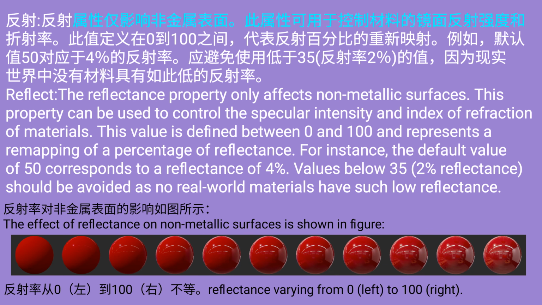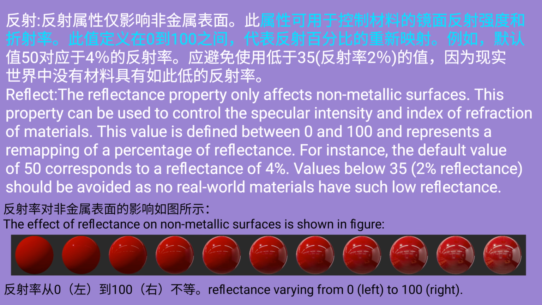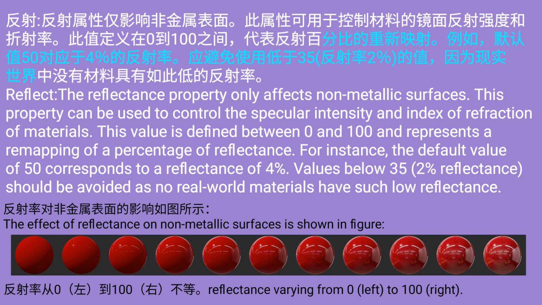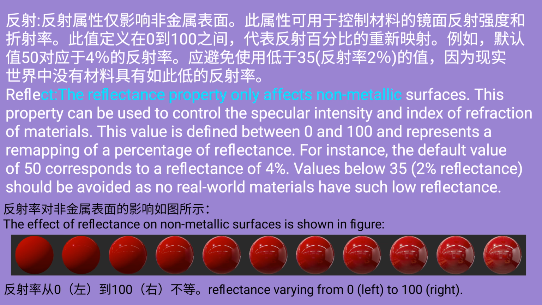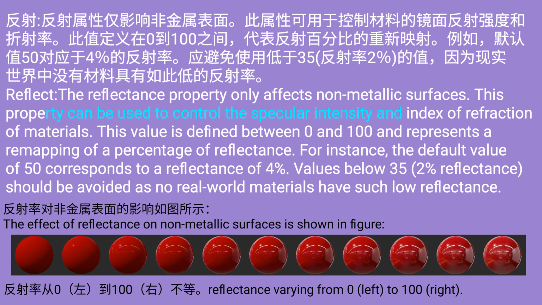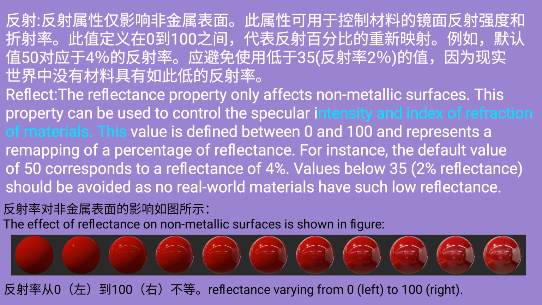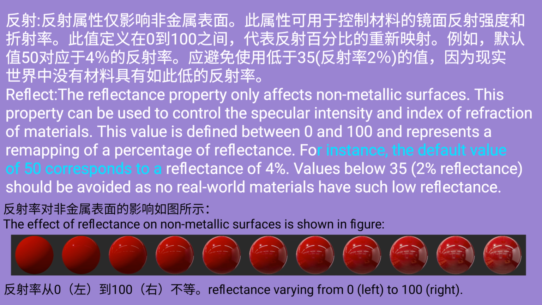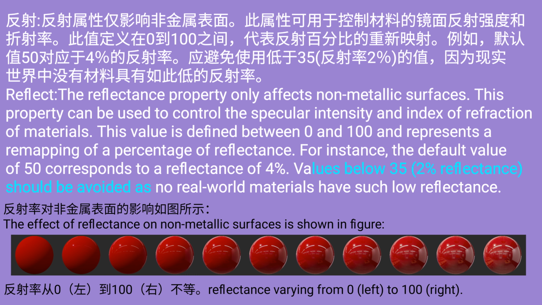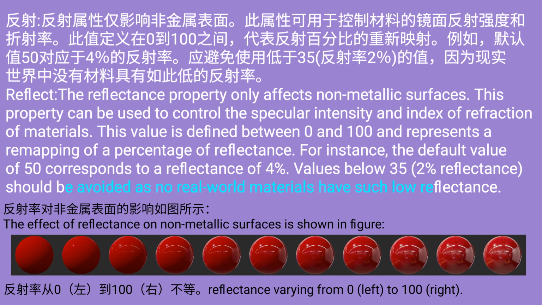Reflectance. The reflectance property only affects non-metallic surfaces. This property can be used to control the specular intensity and index of refraction of materials. This value is defined between 0 and 100, and represents a remapping of a percentage of reflectance. For instance, the default value of 50 corresponds to a reflectance of 4%. Values below 35, 2% reflectance, should be avoided, as no real-world materials have such low reflectance. The effect of reflectance on non-metallic surfaces is shown in figure.